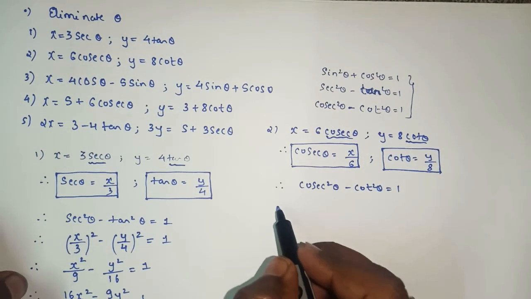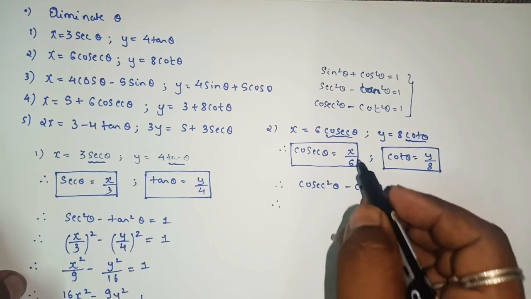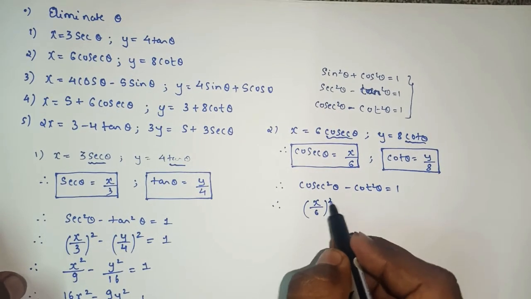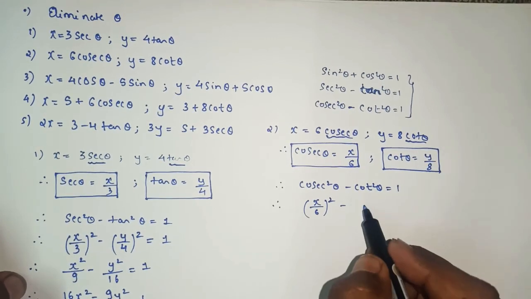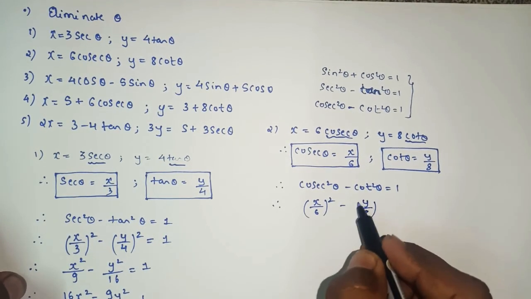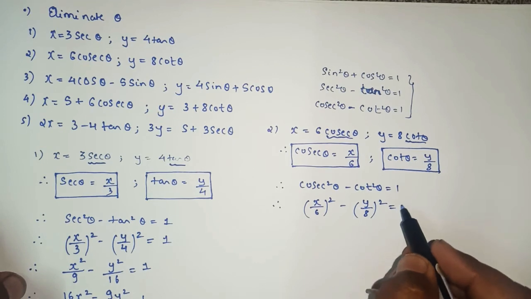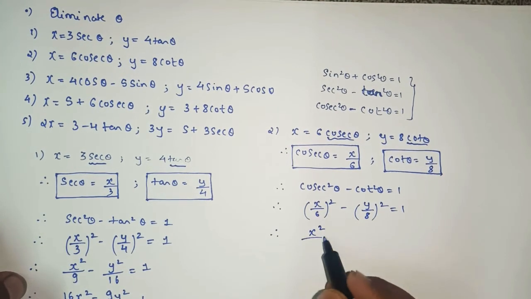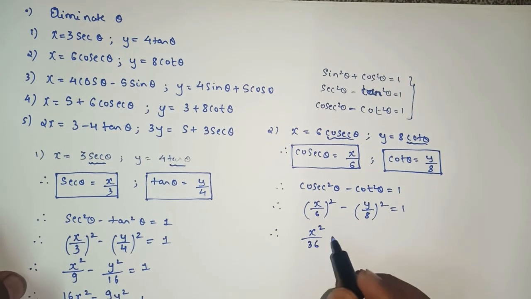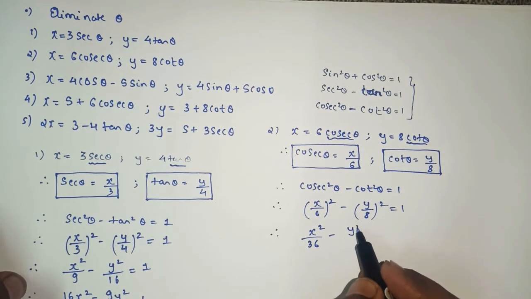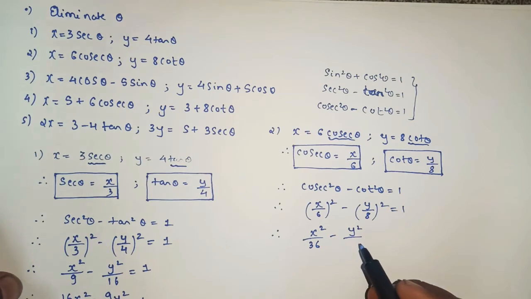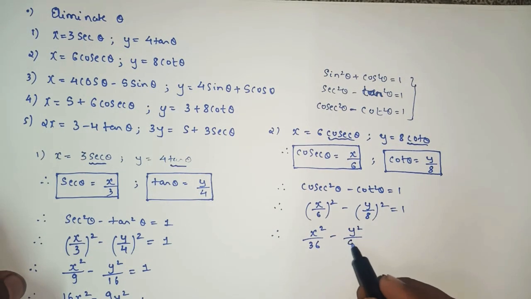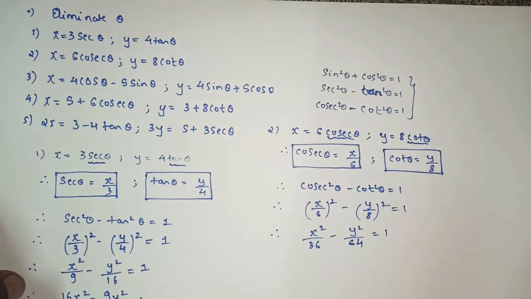Substitute the value. Cosec theta is x by 6, and as we have a square here, we'll write the square. Cot theta is y by 8. Again here we have a square, so we'll write the square, equals 1. Therefore, x square over 6 square, which is 36, minus y square over 8 square, which we can write as 64, equals 1.